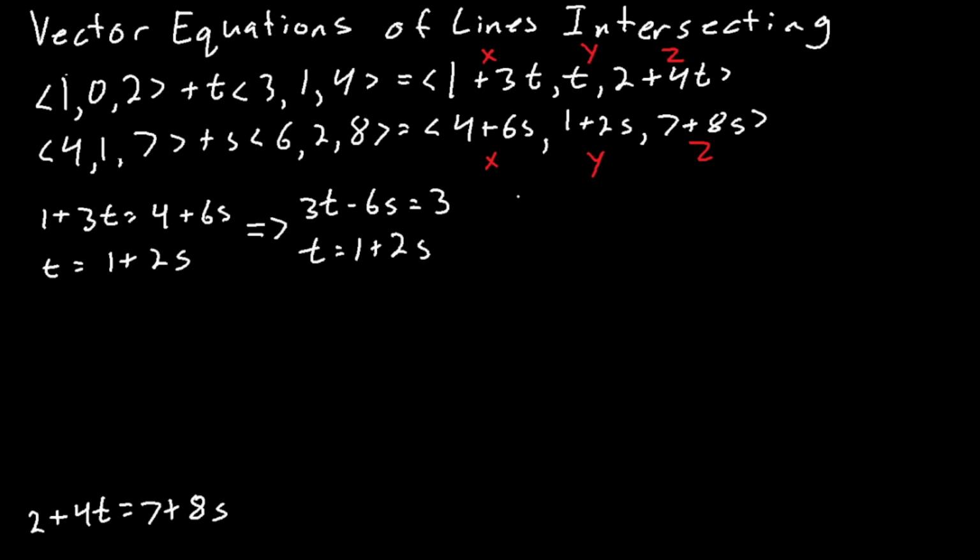Substitute t into here. Let's actually use a different color so it's easier to recognize. So substitution, and we substitute t into the function above, so we get 3 times (1 plus 2s) minus 6s is equal to 3. Let's make this smaller because I'm going to run out of space. So distribute the 3 along each of these values inside the parentheses.